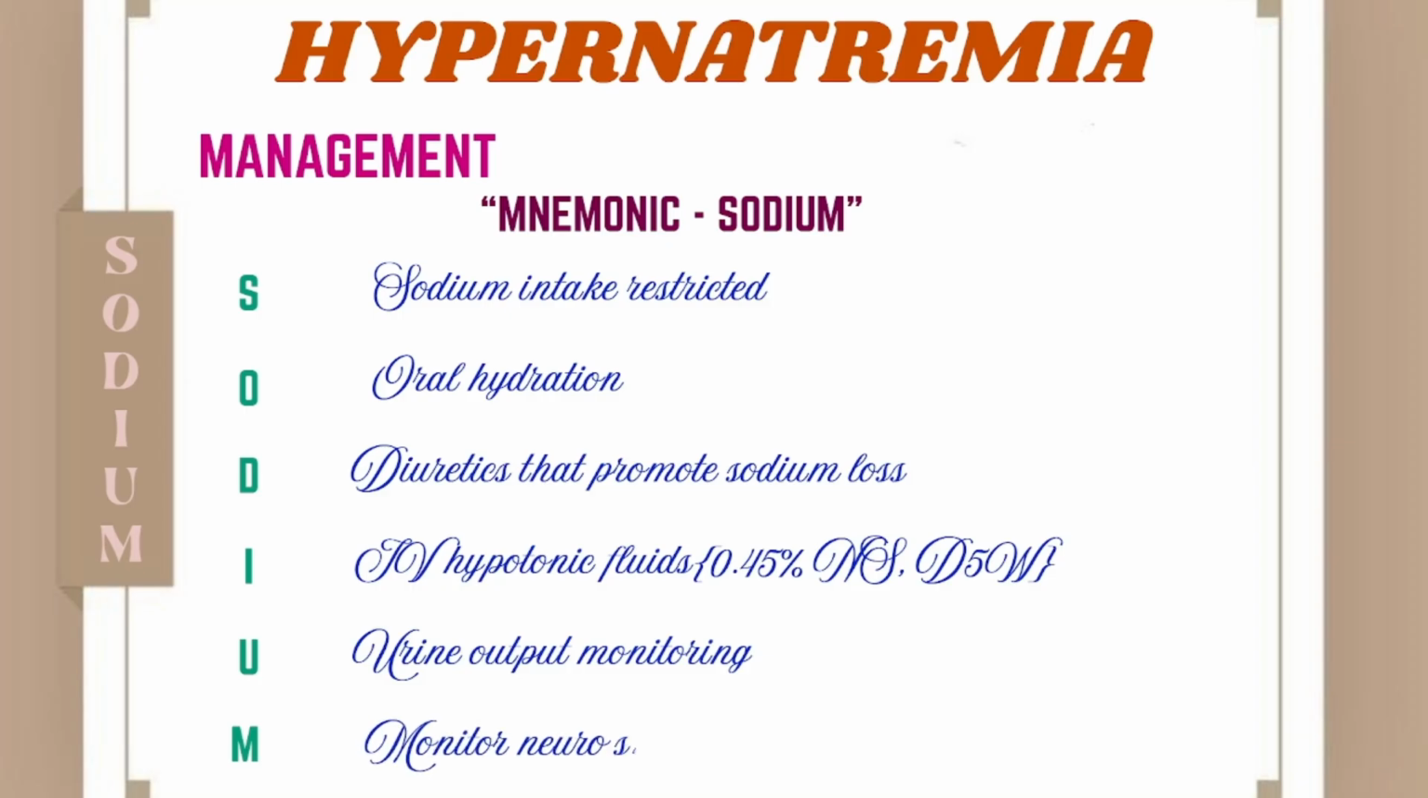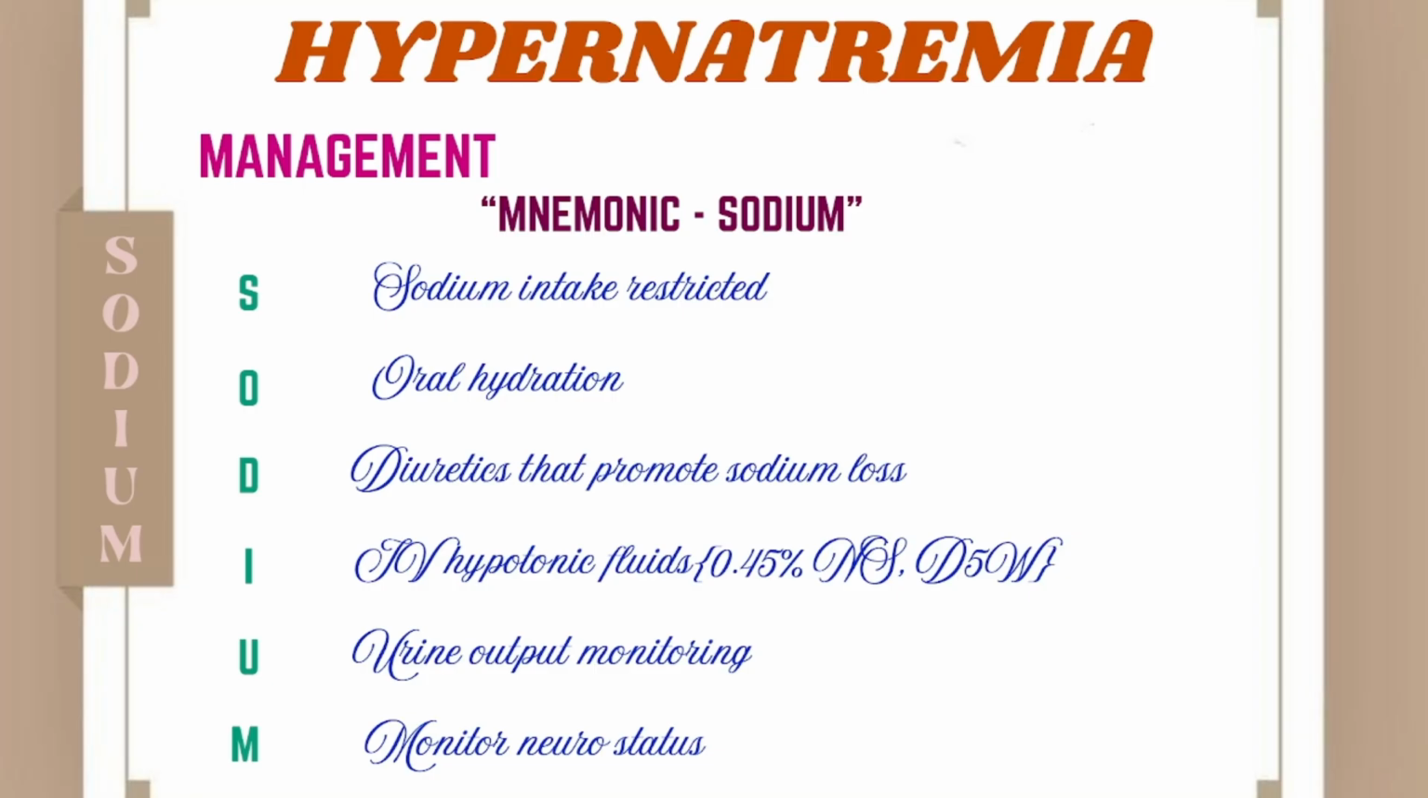M stands for monitor neurostatus. This is important, monitoring the neurostatus of a person with sodium imbalance, mainly hypernatremia, because in case of sodium imbalance, brain symptoms dominate, CNS symptoms dominate. So hypernatremia will affect the brain as confusion, seizures, stupor. These symptoms will occur and many more that we discussed. So we have to monitor the neurostatus of this person.